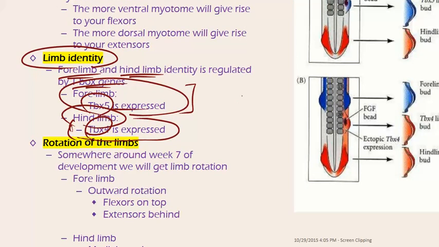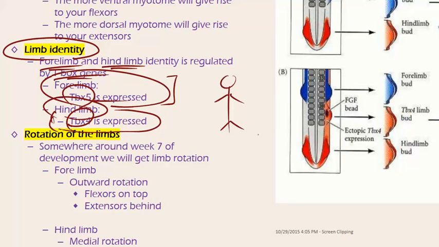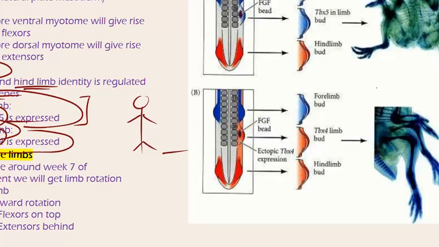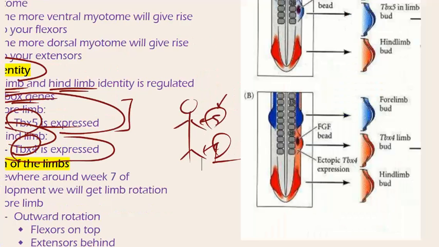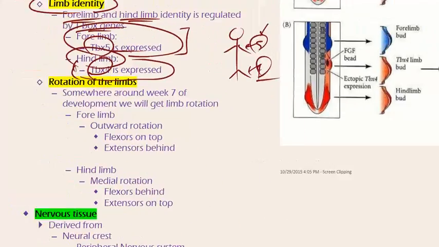And maybe a way to think about it is, if I'm up here, then I'm higher, so it must be 5. And if I'm over here, then it's 4. So it's TBX5 for the upper limb, TBX4 for the lower limb. Kind of helps you guys remember that.